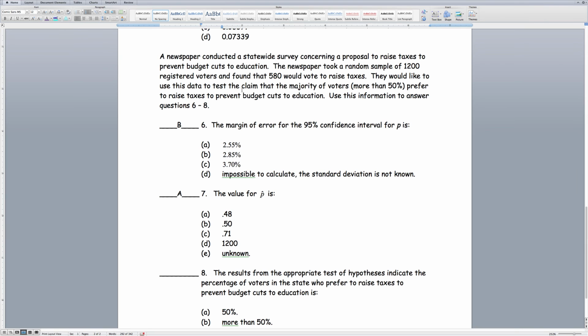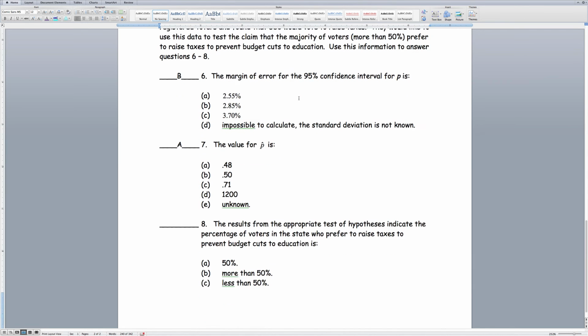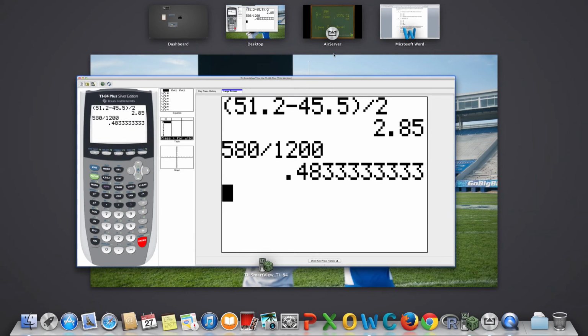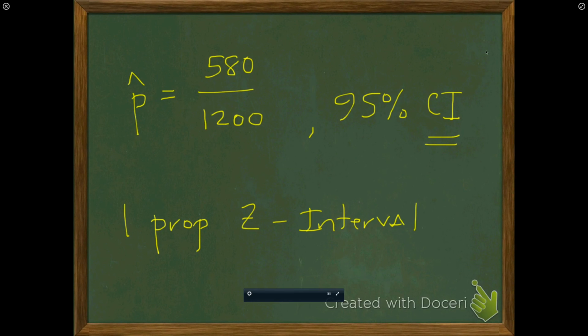They would like to ultimately test. This up here dealt with the confidence interval, but now we're actually getting into the focus here, which is to test the claim that the majority, guys, clearly majority is more than 50%, prefer to raise taxes. Now guys, before you start getting all crazy and start punching buttons in your calculator and getting an answer that you have absolutely no clue what it means, we have got to set this problem up.